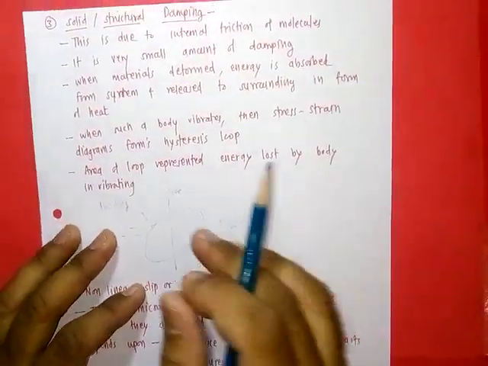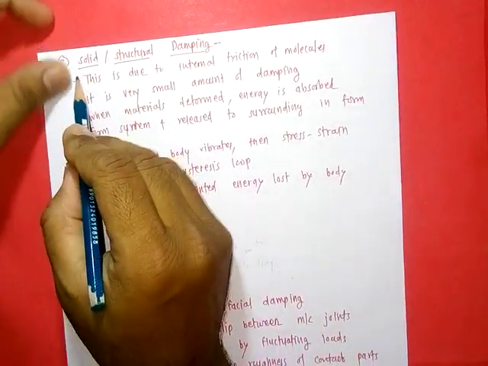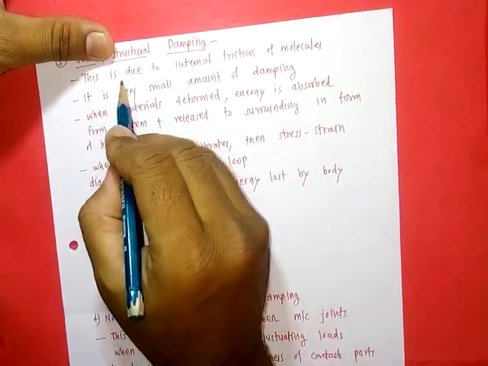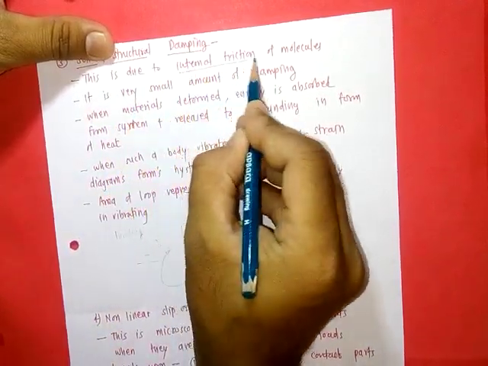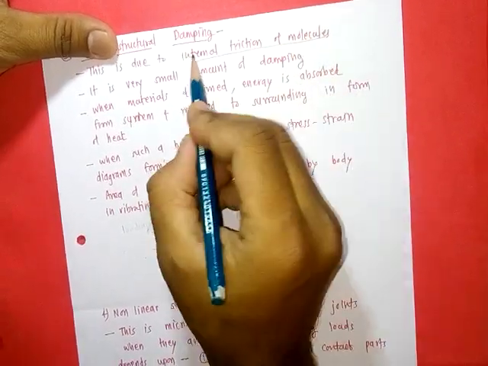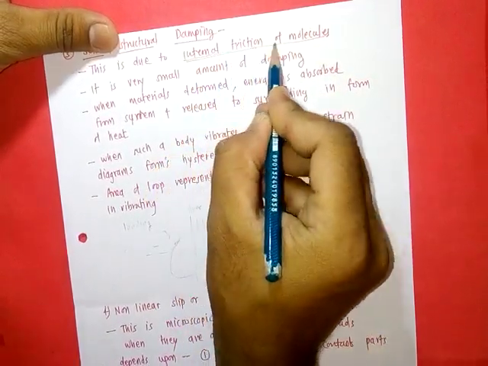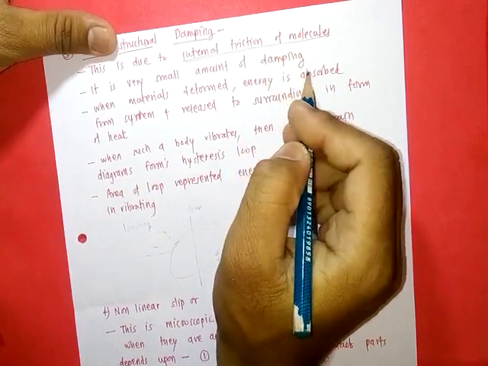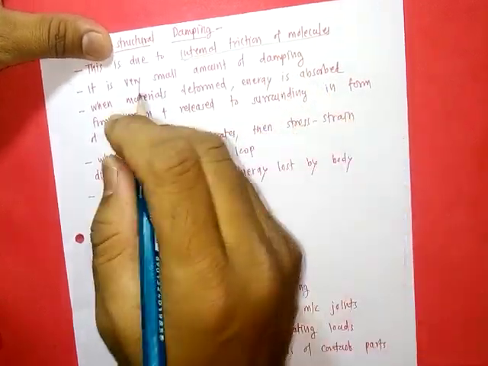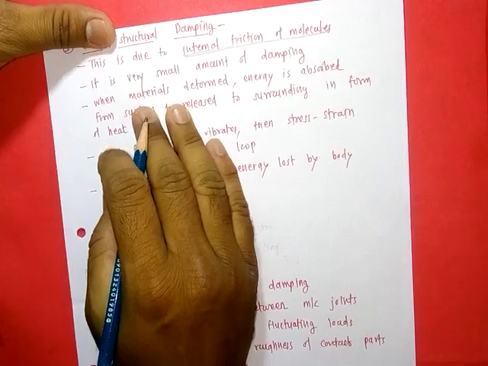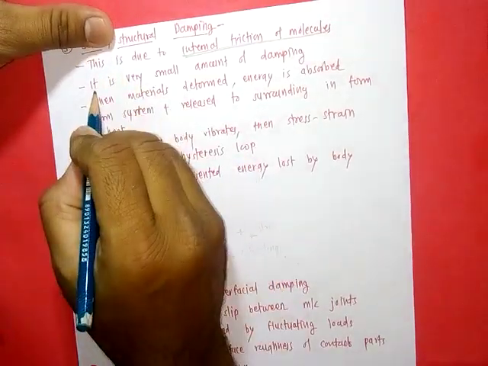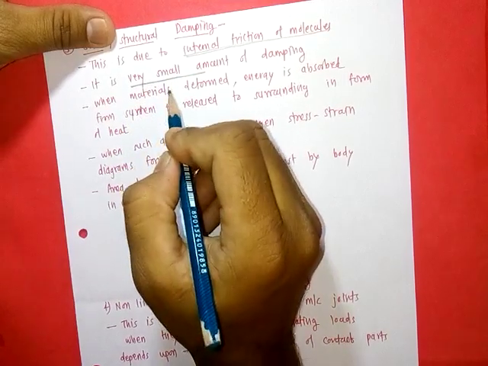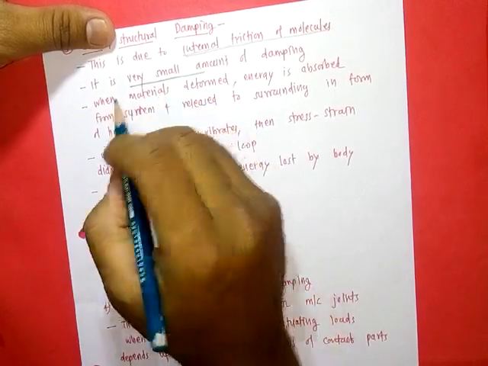Then the next type is solid or structural damping. This is due to internal friction of molecules. Some energy is utilized against this friction and thus the energy of the system is reduced. It is very small. This damping is of a very small amount.